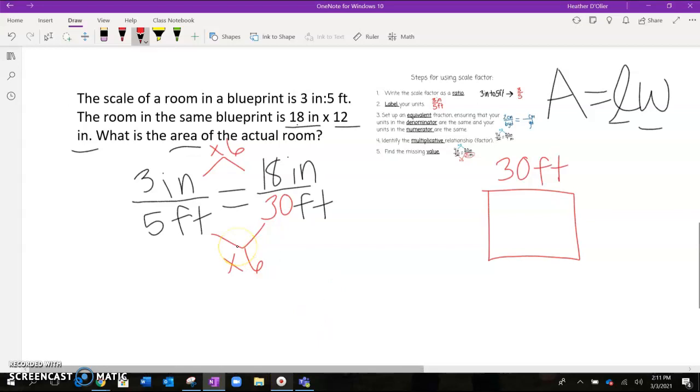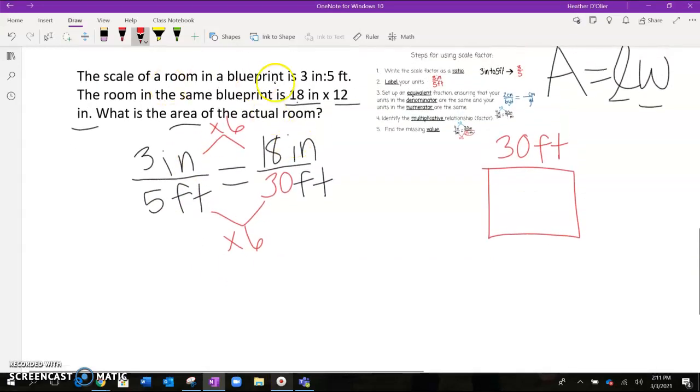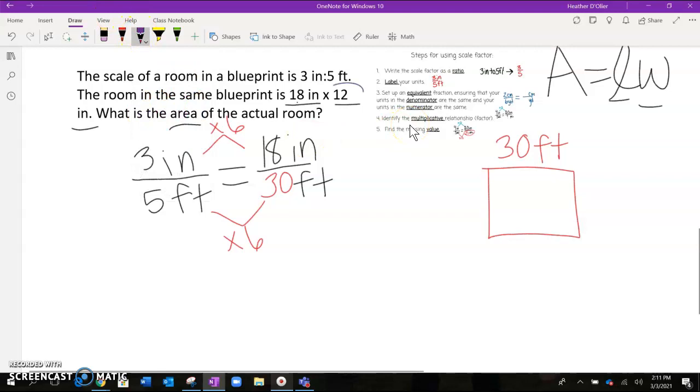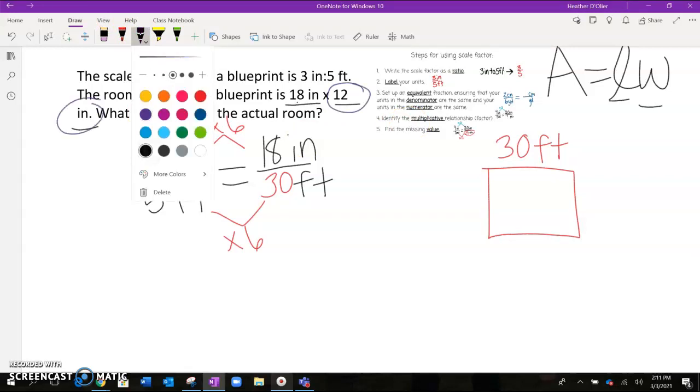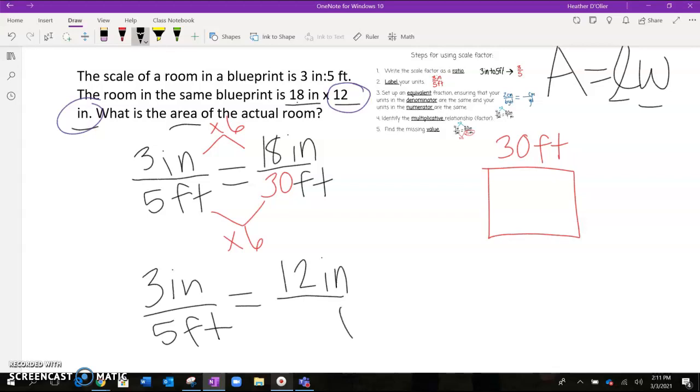So I'm doing the exact same thing. I can even copy what I had, but now I'm using 12 inches. And I'm going to change my color so you see where I'm getting this from. Now I'm using 12 inches, okay? So I set it up the same way. 3 inches to 5 feet equals 12 inches to some amount of feet. I don't know yet.